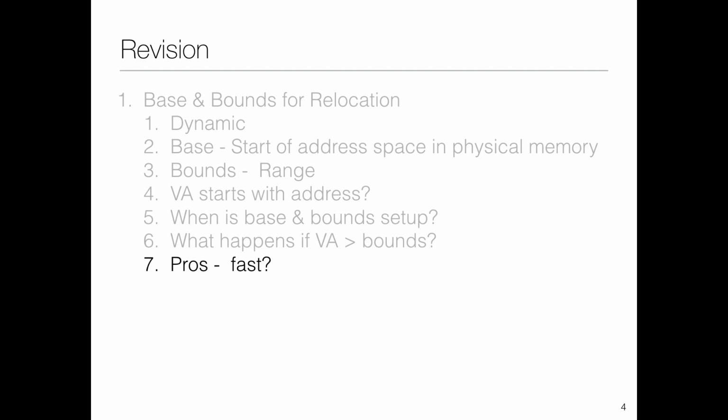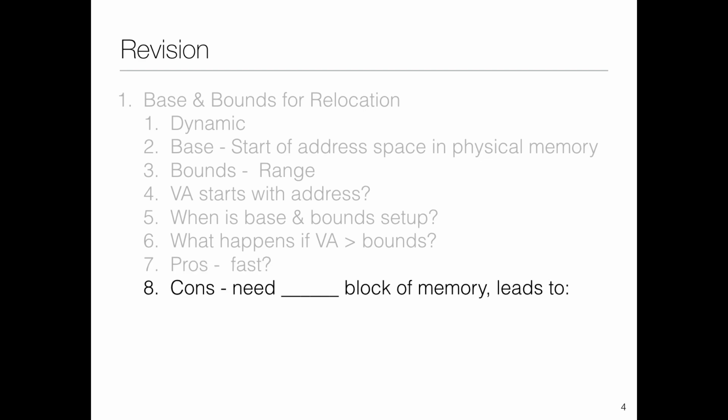In terms of the pros of this approach, the first approach we usually take is the simplest approach. This one is relatively fast. You require only 2 registers. In terms of cons, it needs what kind of memory? A contiguous block of memory, which leads to internal fragmentation and external fragmentation.